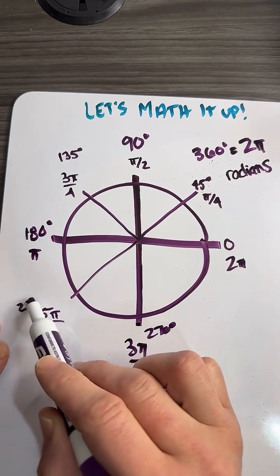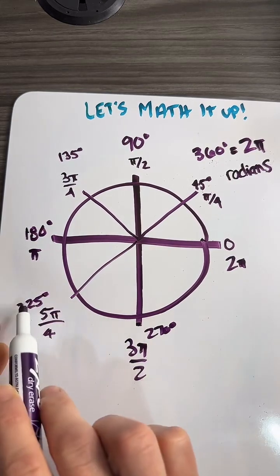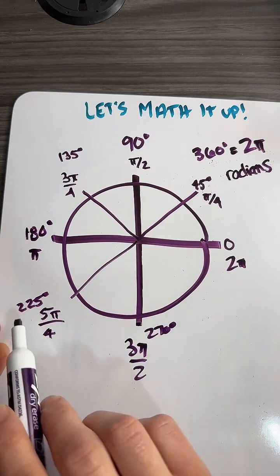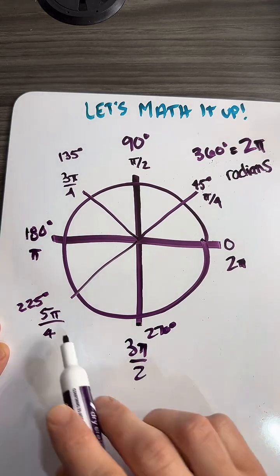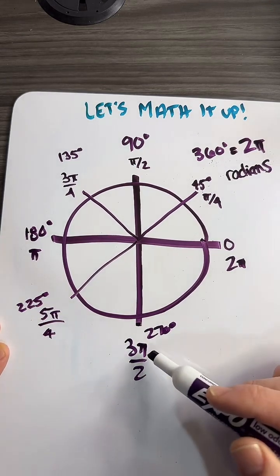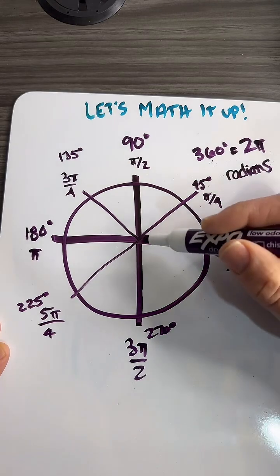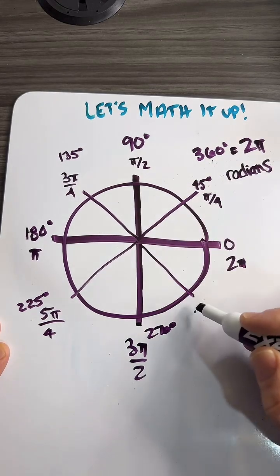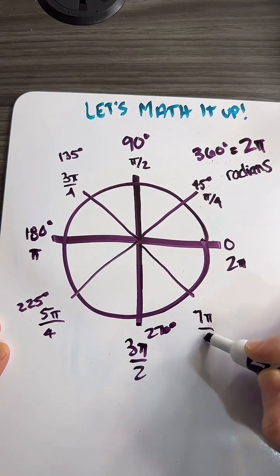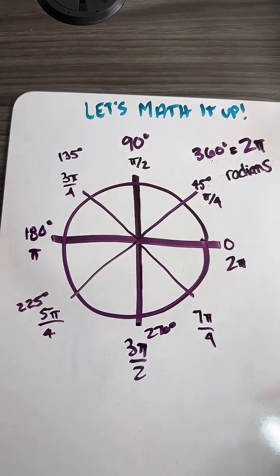All right, this is going to be 225 degrees. I'm just adding 45 to the 180. And then this one right here, 270, it's going to be 6 pi over 4, aka 3 pi over 2. And this right here, it's going to be 7 pi over 4, and that's going to be 8 pi over 4, which is just 2 pi. The unit circle is really easy.